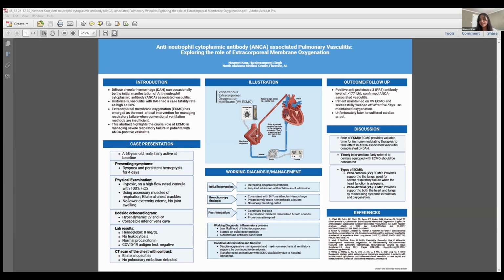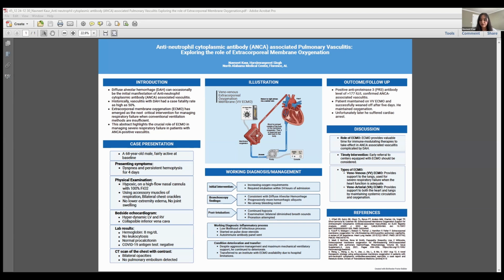So my case begins. This is a 68-year-old male, and the patient was fairly active at baseline. I saw him for the first time in the emergency room. At that time, he came with dyspnea and persistent hemoptysis, which he had been having for the last 4 days. All other questions were negative, like no sinusitis, no joint pain, no kidney problems. These were the only two pertinent positive findings.